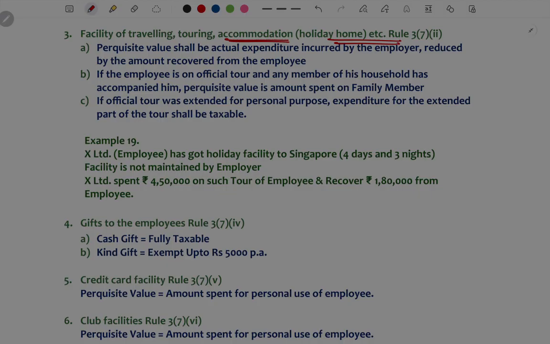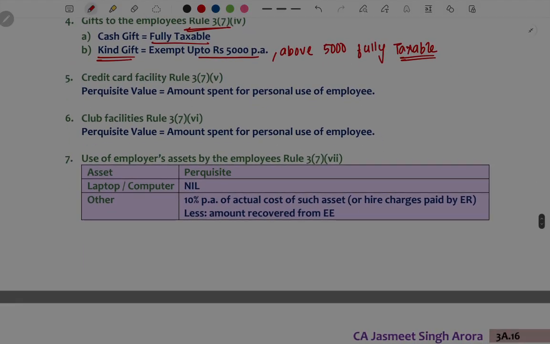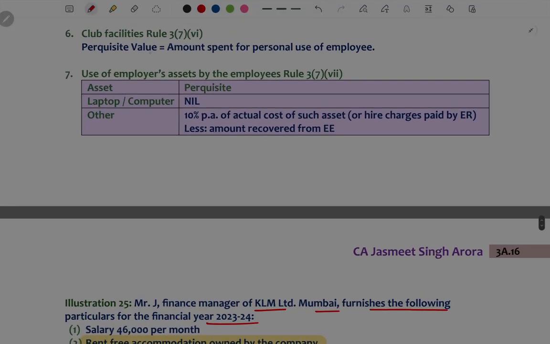Accommodation, holiday home, etc., Rule 37. So it is not that. If you're giving a gift to an employee, cash gift is fully taxable. Kind gift is exempt up to 5,000 per annum. Above 5,000, a kind gift will be what? Fully taxable. Credit card facility: again the perquisite value is the amount spent for personal use by the employee. Club facility: again the amount for personal use by the employee. This is the main thing you should see here.